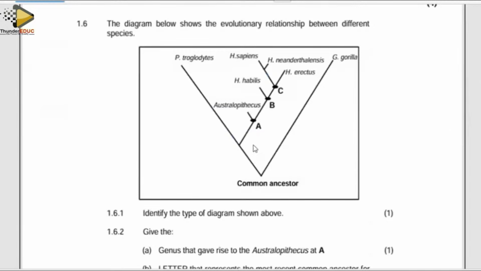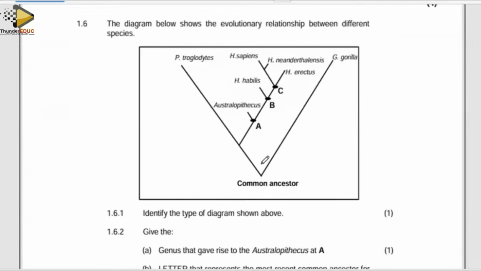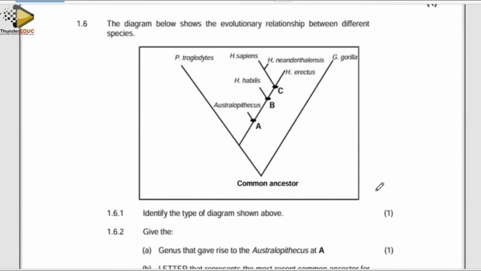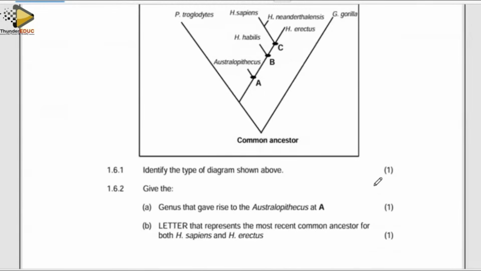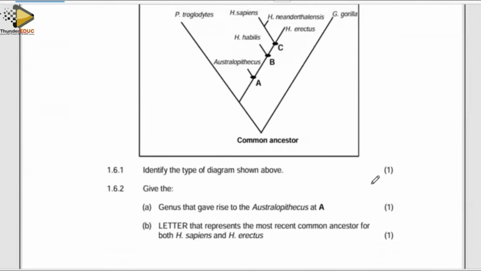Then they are saying that this is the phylogenetic tree. Identify the type of diagram shown above. The type of diagram shown above is called a phylogenetic tree. So when it comes to the phylogenetic tree, you need to understand some few concepts. You need to know how to calculate it. You need to explain it.